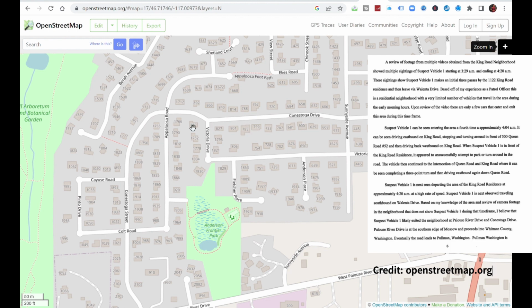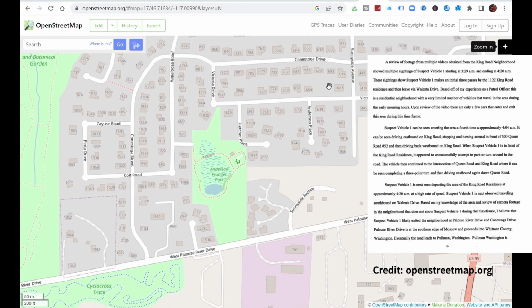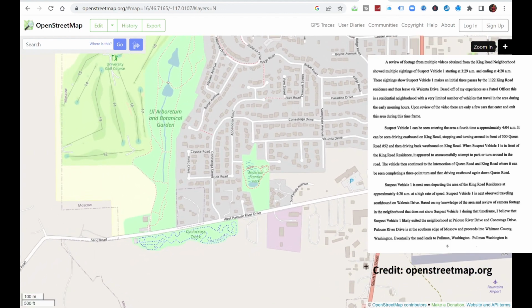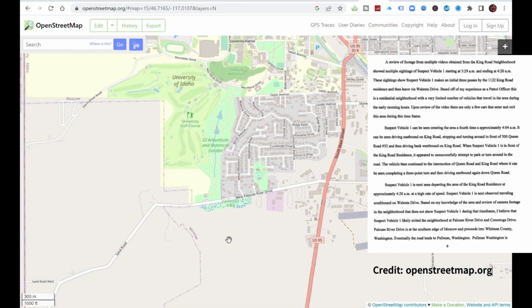And then you have this movement here to exit the neighborhood via, I guess, Palouse River Drive and Conestoga Drive. So you see that here. Here's Conestoga Drive, and then it becomes Conestoga Street. And then you have the West Palouse River Drive. And this is what is mentioned in the affidavit, saying that that's where suspect vehicle 1 appeared to exit the neighborhood. And now I'm going to go out just a little bit so you can see where that is.